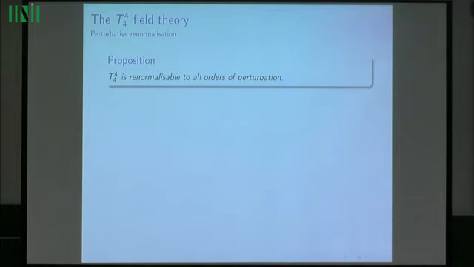And it turns out that this model, which is nicknamed T44, is renormalizable perturbatively to all orders of perturbation. And it's not too difficult because it essentially has the power counting of phi4 in 3 dimensions, so it's super-renormalizable. So we have a finite number of divergent graphs.